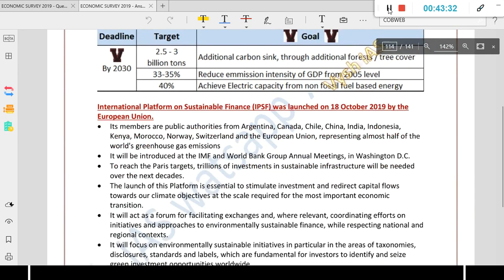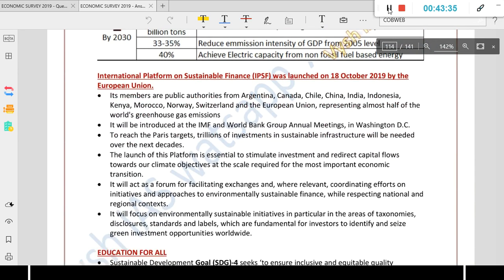Okay, see here, this is one body I told you. The International Platform on Sustainable Finance, IPSF, was launched. It's recent also, so it will be there in my current affairs anyway. UPSC will exactly ask you this: this thing was in the news, and who launched it? And the answer is the European Union. So like this, you are going to study a lot of things.